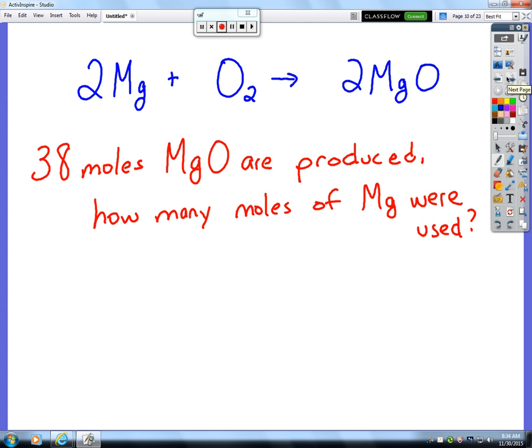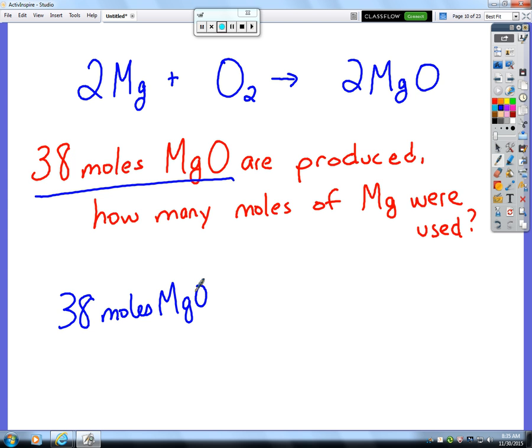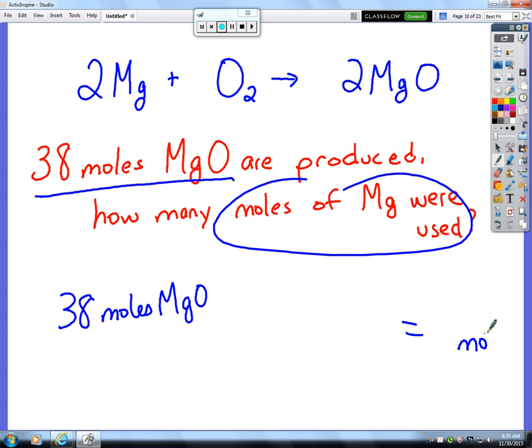All right, so here we go. We're going to call this a mole-mole problem. How come? Because it's going from moles of one thing to moles of another. Right now, what kind of moles are there? You know that you have 38 moles of magnesium oxide, so right away you're going to write down 38 moles of MgO. All right, they're produced. How many moles of magnesium were used? Well, that's what you want to know. So you can go ahead and label your answer.